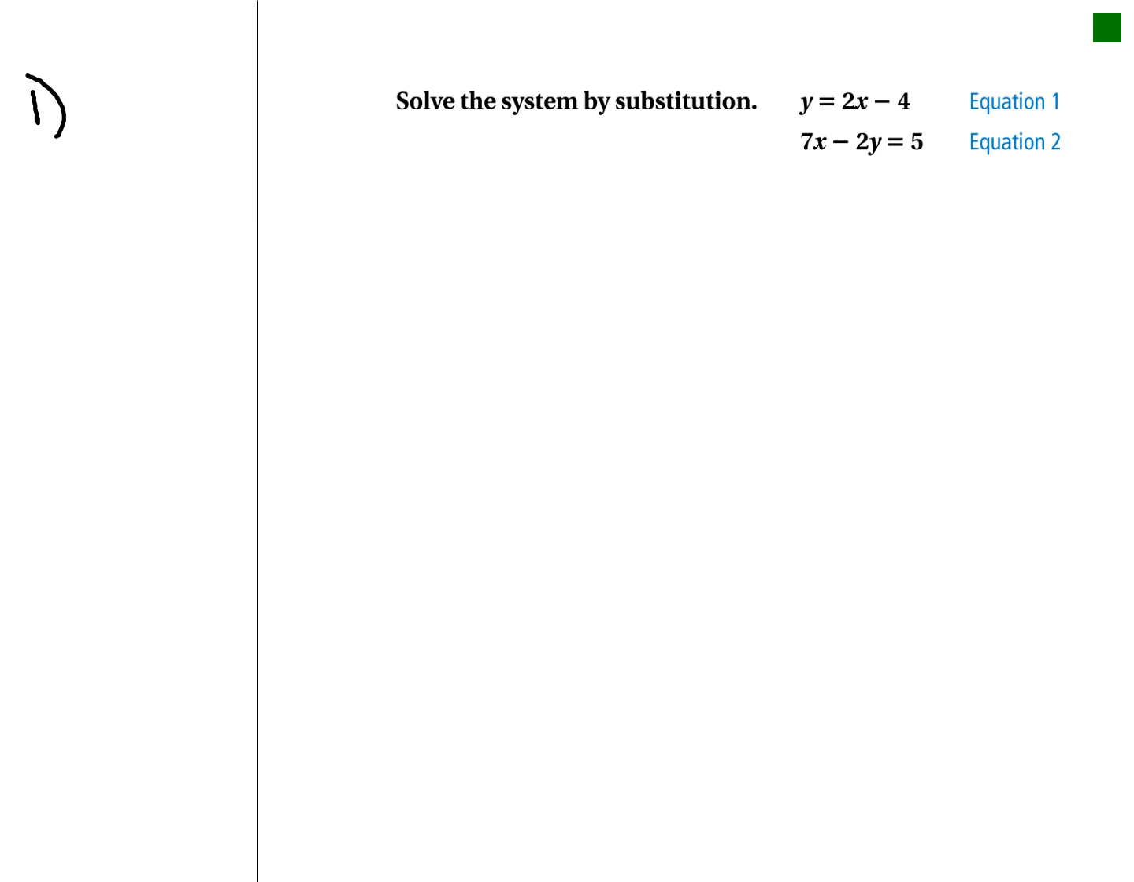So step 1 is to solve for a variable. Our 2 variables for this problem happen to be y and x. So we need to have y or x equaling whatever's on the other side. Do we already have that? Yes, we do, and we have that in equation 1 because it says y equals. This is the one that we're going to substitute in.